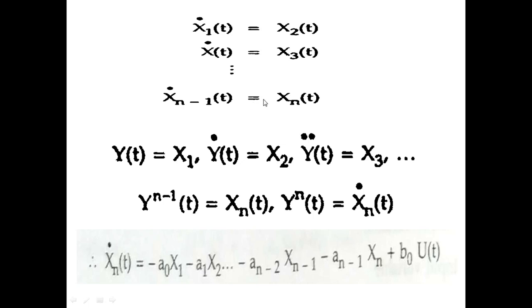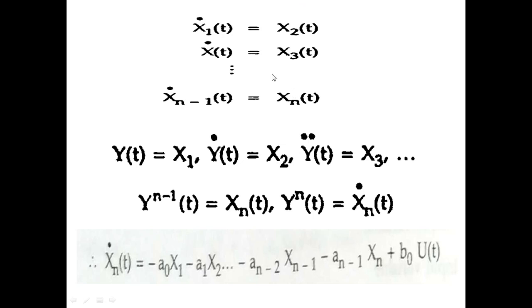How can we write like this? See here, I want to find the solution of x1 of t, right? What we have is x2 of t. If I want the solution of x2 of t, what variable do we have? x3 of t. Means the previous variable must contain the next variable as a solution. So we have xn minus 1 dash of t equal to xn of t.